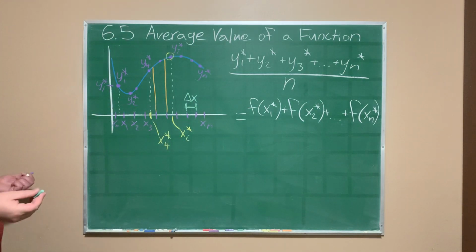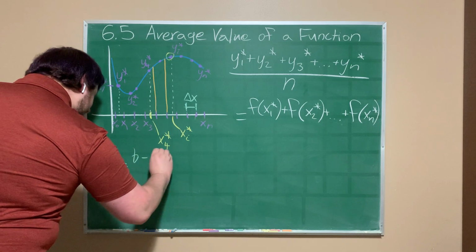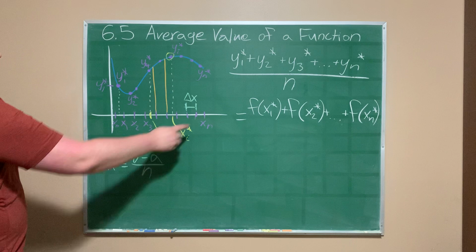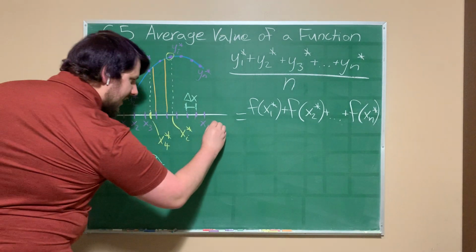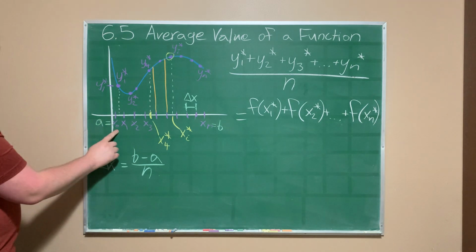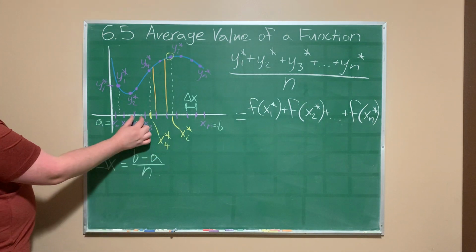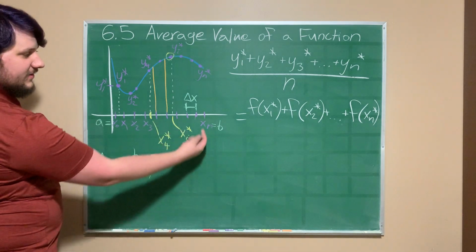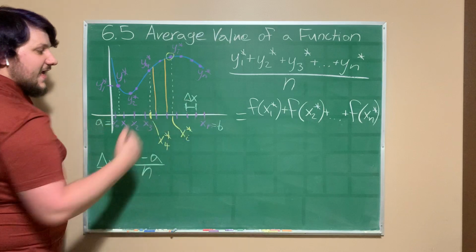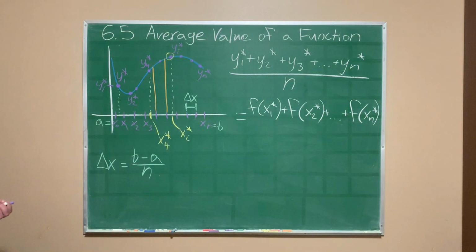And as usual, delta x is equal to b minus a over n, where b and a are the endpoints of my interval here. So xn is equal to b, and x0 is equal to a. The far left endpoint is a, far right endpoint is b. So if you need the length of one of these subintervals, take the entire length from a to b and divide it up into n little subintervals. So this is our familiar equation here.